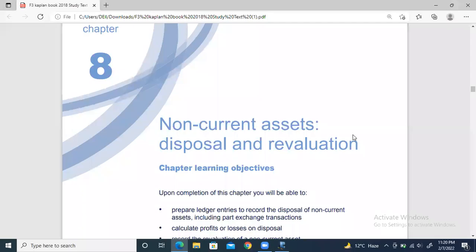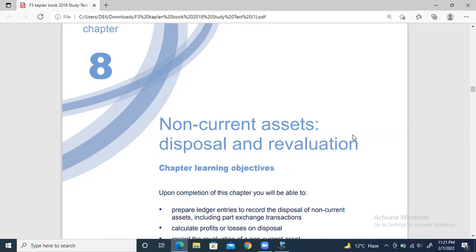Okay, so we're starting the next topic, right? Chapter number 8. Like in the last class, we studied the previous part of the non-current assets. You remember that was basically acquisition and the depreciation part, right? So similarly, we are starting the next topic, which is known as non-current assets, disposal and revaluation. So this has two additional topics, which are namely disposal and revaluation.